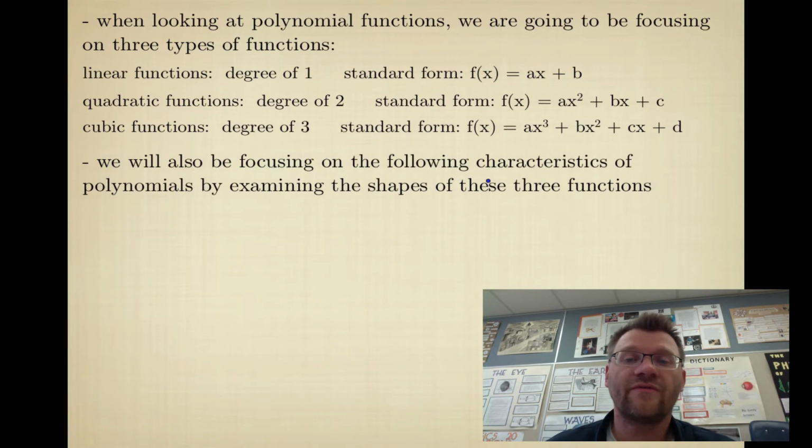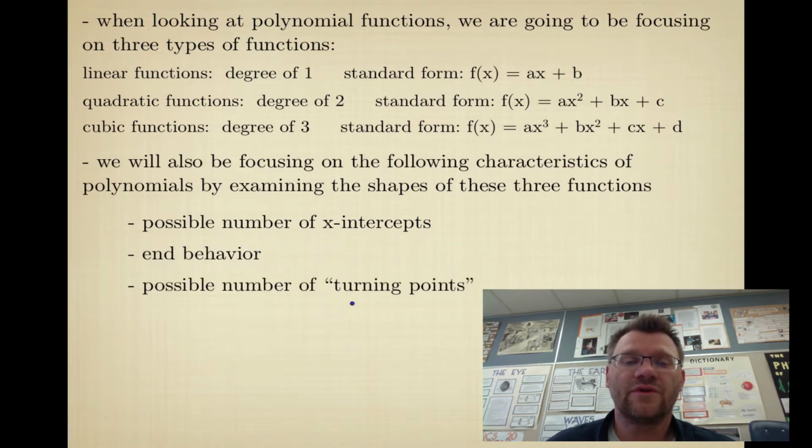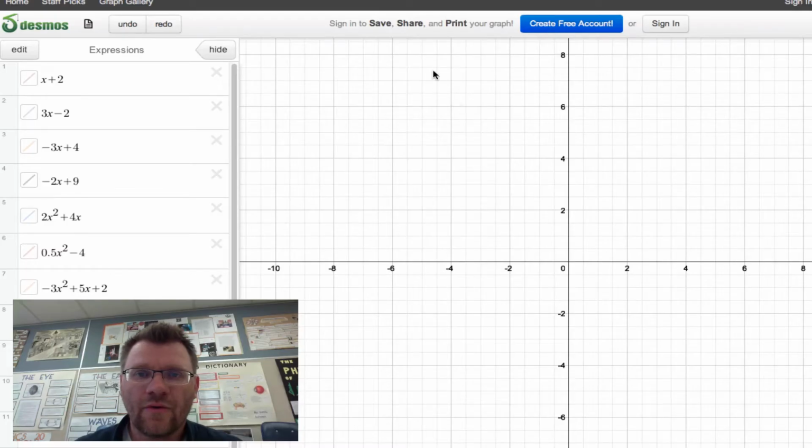We're also going to be focusing on the following characteristics of polynomials by examining the shapes of these 3 functions. We're going to be looking at possible number of x-intercepts, the end behavior, which is new, possible number of turning points, which is also new, the domain, which is an old topic, and the range, which is also an old topic. So here we are in the Desmos graphing calculator at desmos.com, and we're going to look at these functions and take a look at those characteristics we were just talking about.